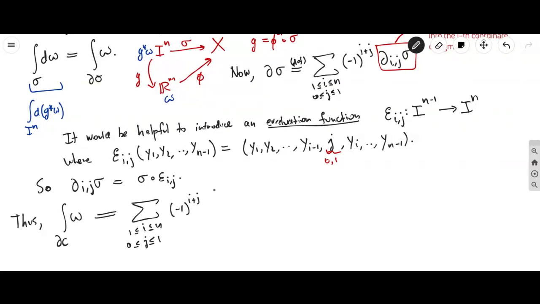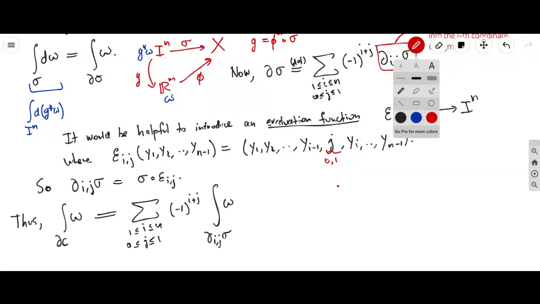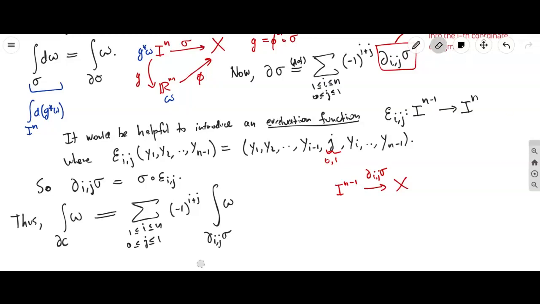Then you have this alternating factor, and then you will integrate omega over each, not of sigma, but of the boundary of sigma. So then you will integrate omega over the i comma j face of sigma, like that. Okay, now we're going to rewrite this a little bit. So how do you compute this? Well, the way you end up computing this is actually very similar to what we have in this diagram. So in this diagram, we're rather going to map the n minus 1 cube into x, and this is the boundary i j of sigma, because this face is now a mapping on a cube of one smaller dimension.